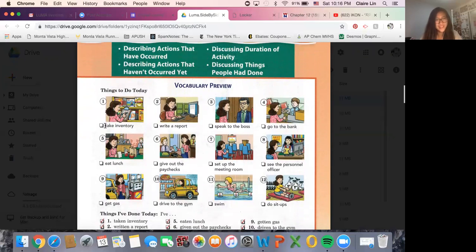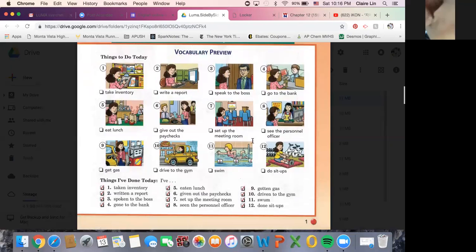Number 1, take inventory. Write a report. Speak to the boss. Go to the bank. Eat lunch. Give out paychecks. Set up the meeting room. See the personnel officer. Get gas. Drive to the gym. Swim. And do sit-ups.